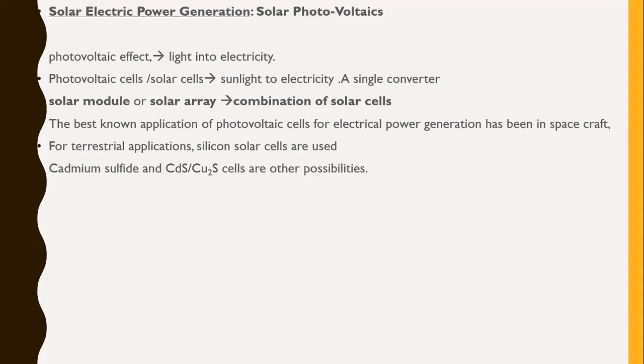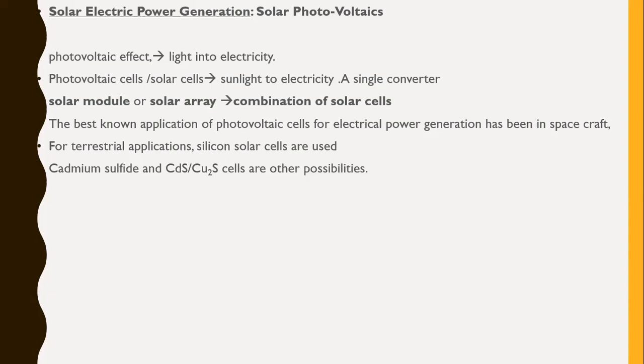This is the first topic in the third unit. It is solar electric power generation. This electric power generation is done through solar photovoltaic cells, solar cells. First we will see the introduction and then go further. So what is a photovoltaic process and what is a photovoltaic cell, we will see.